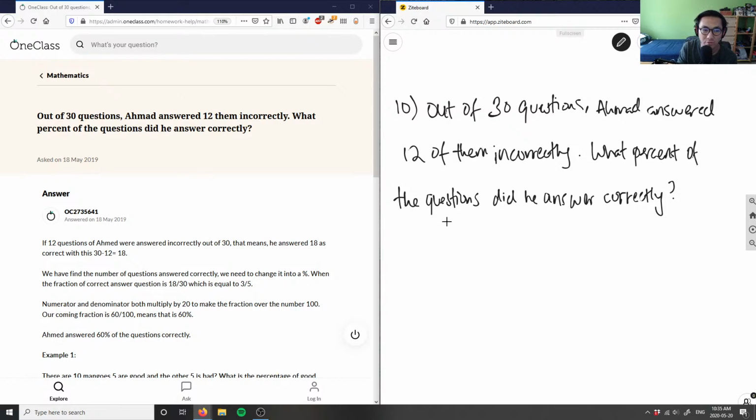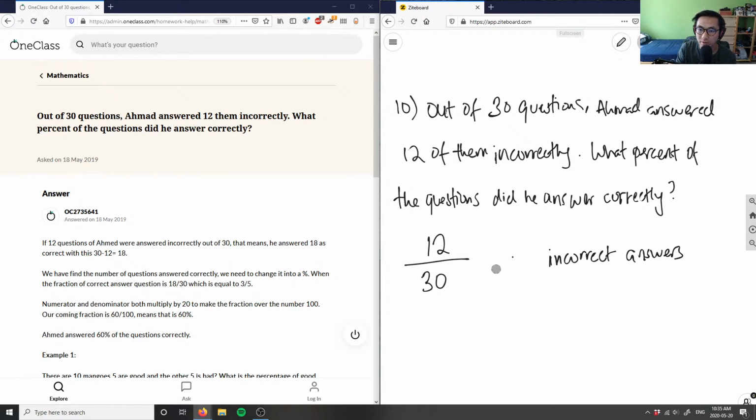Okay, so I have out of 30 questions. And again, there's two ways of doing this. So I can kind of do this question both ways. So it says out of 30 questions, which can be the denominator. Ahmed answered 12 of them incorrectly. So 12 out of 30 are incorrect answers. So the fraction here will be my incorrect answers. What we can do is 12 out of 30.